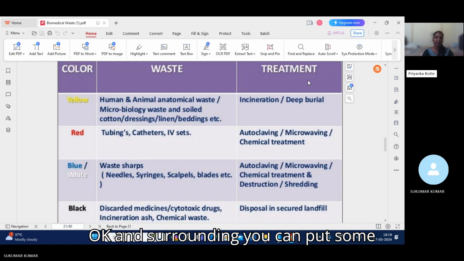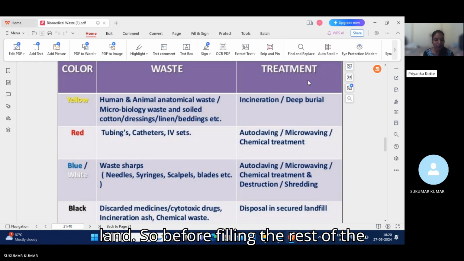Okay, and surrounding you can put some meshes, iron meshes and all, so that the animals will not have access into it. Then landfilling is also a method of disposal where a huge pit is made in an open low lying area. There is no specific number of meters that we need to dig the land or make a pit. It is just filling the land.